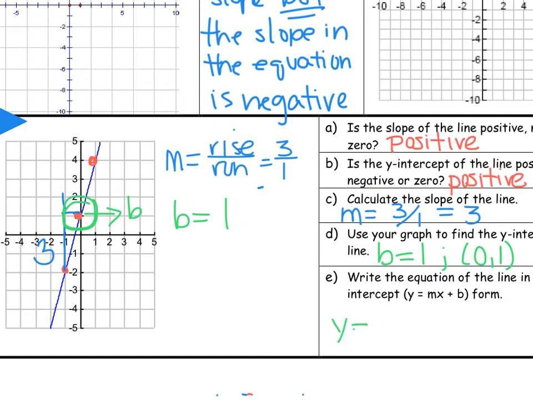So when we write the equation, we take out M, and we put in a slope of 3. X is our input. We take out B, and we put in a y-intercept of 1. So our equation is y equals 3x plus 1 for this graph right over here. And you can put this equation in your calculator to see if it matches this graph.